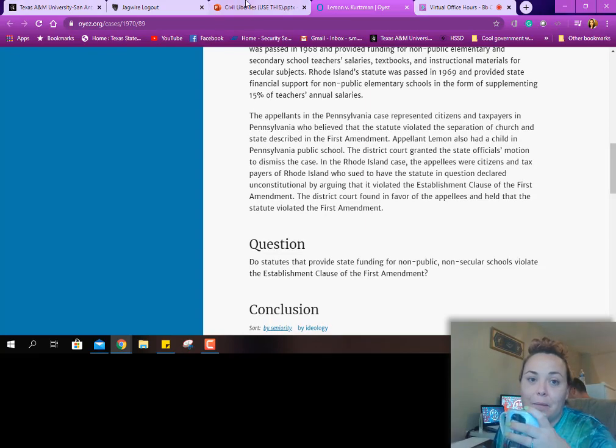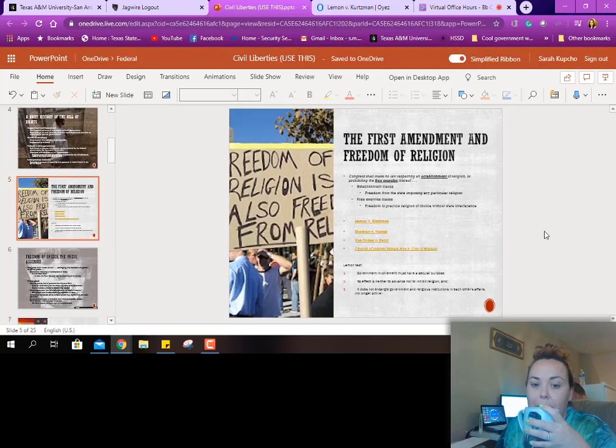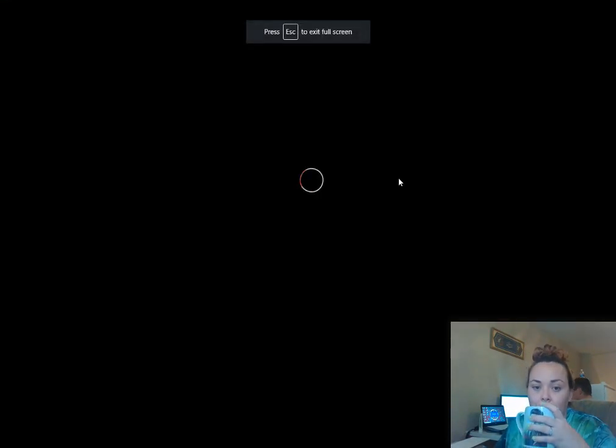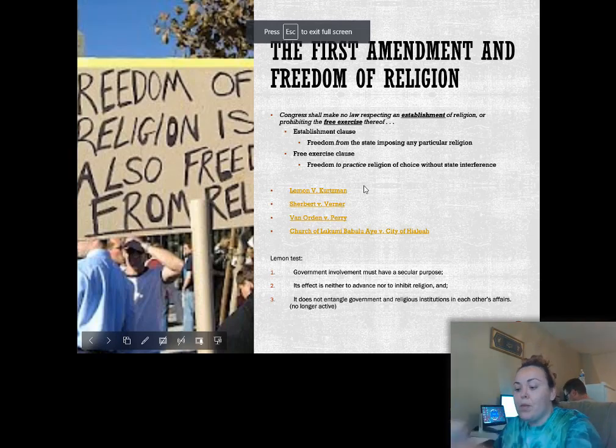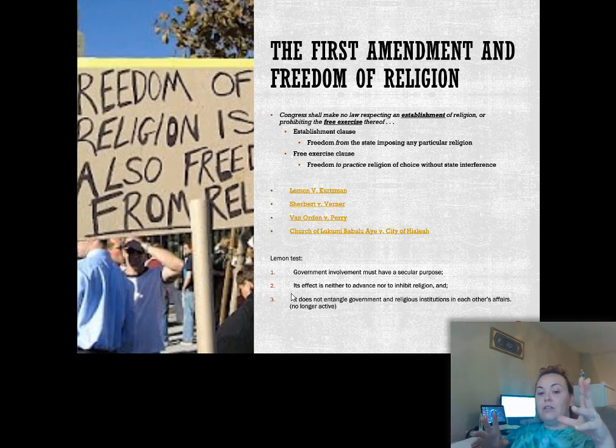The answer to your question is larger. The answer is yes, they can, but here's why. This is a landmark case because it gave the government a way to decide whether or not a regulation or law was going to violate the First Amendment. It's called the Lemon Test.